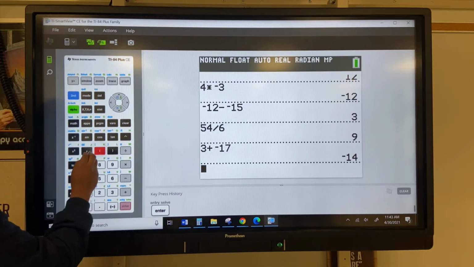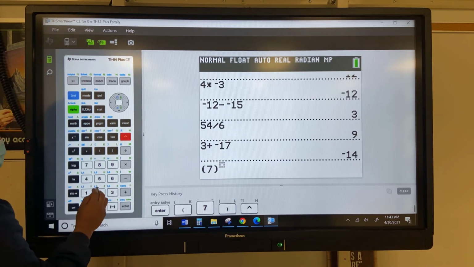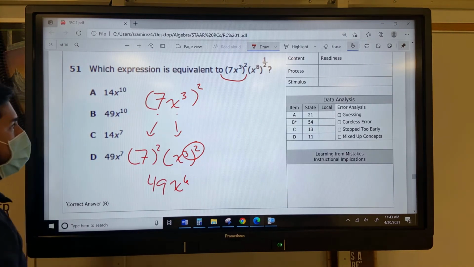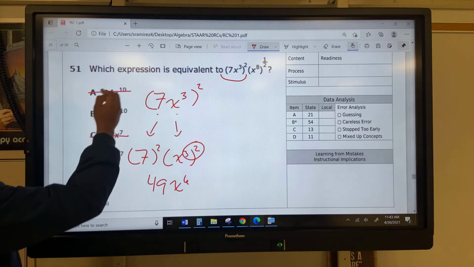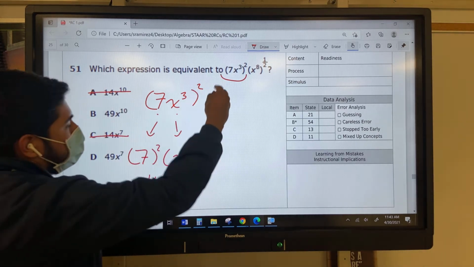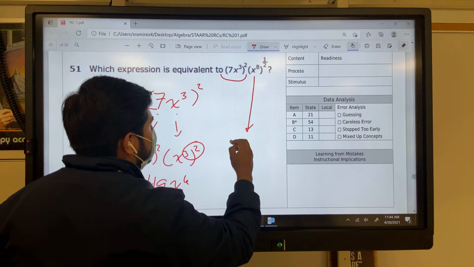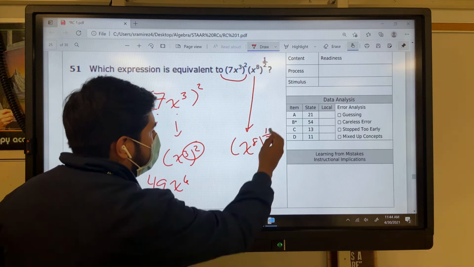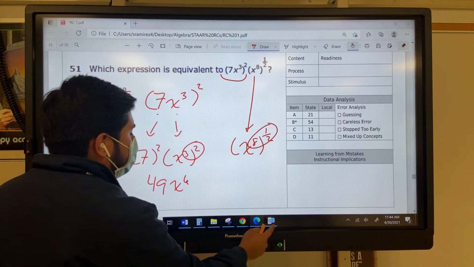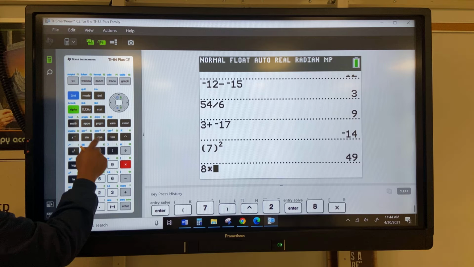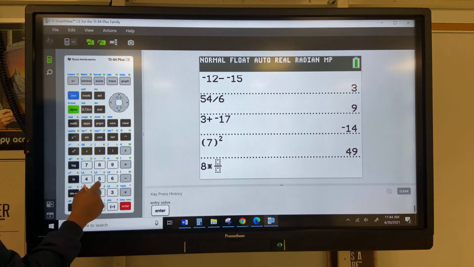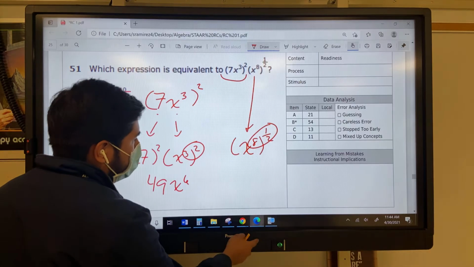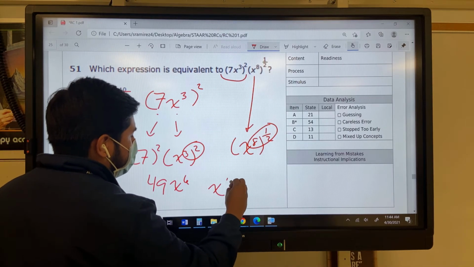7 squared, not sure? Let's do it. Parentheses 7 to the 2 is 49. You should be able to see that already. 49, cross out this one and this one. Now let's bring down this other guy right here: parentheses 8 to the half. Not sure how to multiply fractions and whole numbers? No need to fear. We've got 8 times 1 over 2, which is 4. So we have x to the 4.